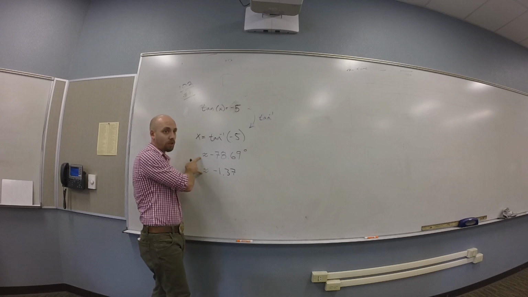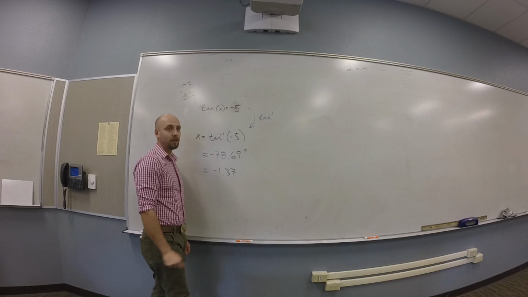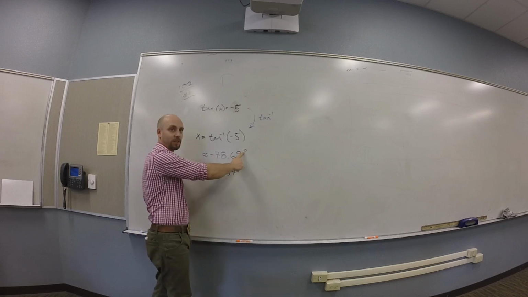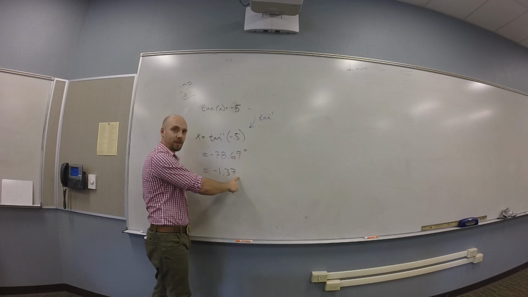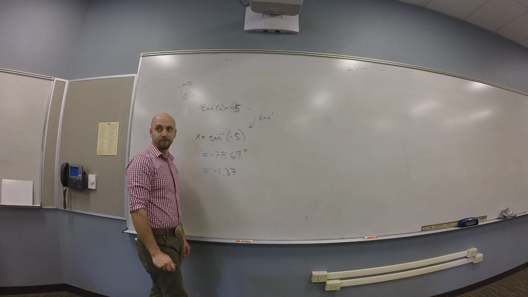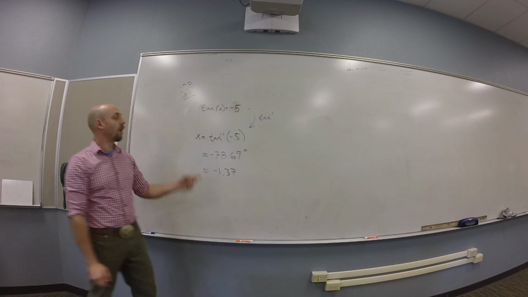Okay, and then you should also tell me which system you're in. The way you tell me is you put a little degree if you're in degrees, and you put a little nothing if you're in radians. Radians is a unitless measure. You guys all remember that? No? Okay, cool. All right.